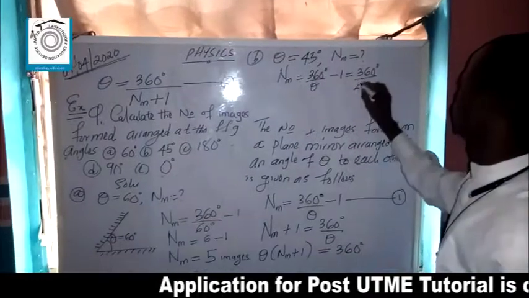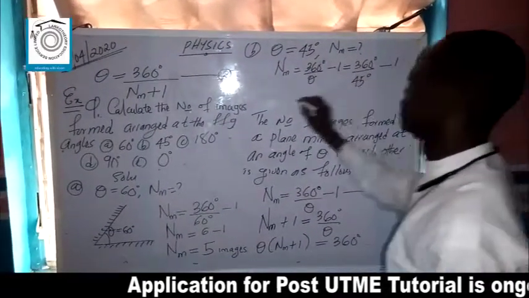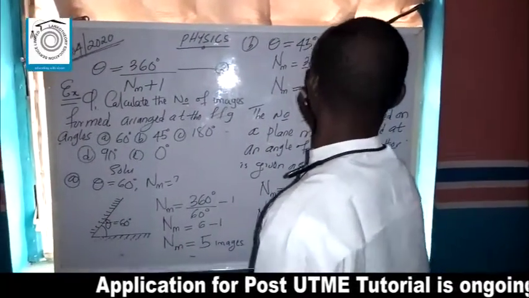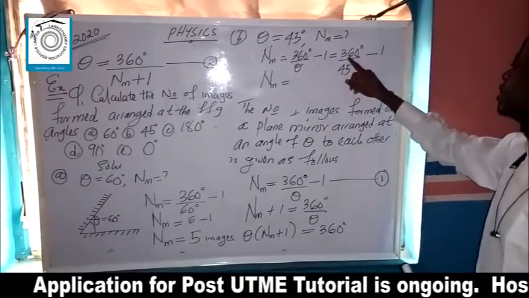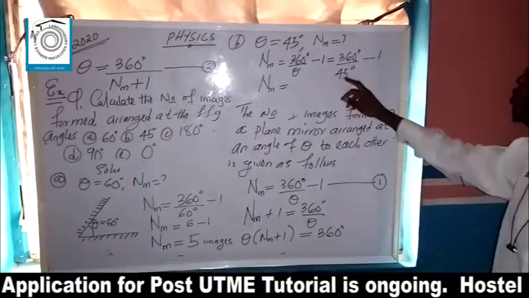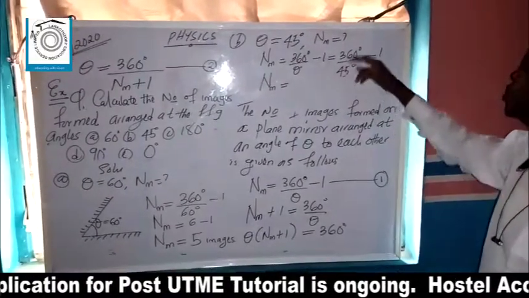Our theta is 45 degrees, minus 1. So the number of images formed is 360 upon 45. If you say 3 goes in 360, it will give you 120, and 3 goes into 45 and gives you 15. You can reduce this further.